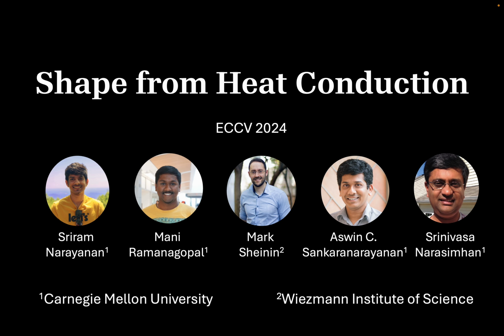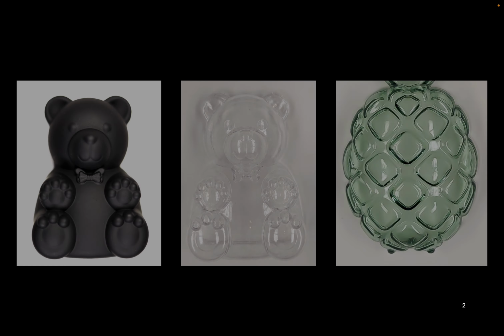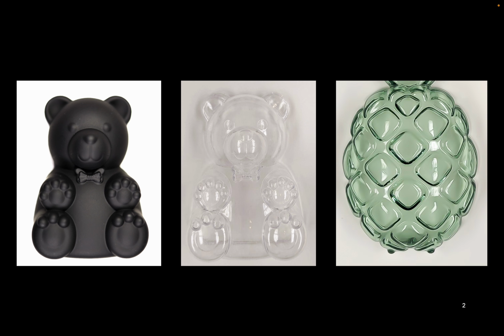You might ask, why shape from heat, right? Because with heat, you can reconstruct objects where traditional light based methods fail, such as dark or transparent objects. But before we dig any deeper, let's first try to understand what differentiates light and heat.